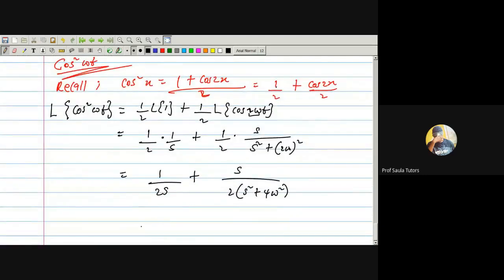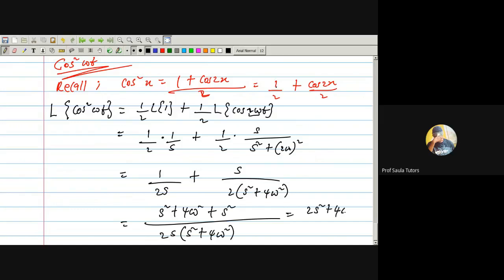So if you like, you can combine all this into a single fraction. Our LCM is 2s squared plus 4 omega squared. So what would this give me? This will give me s squared plus 4 omega squared plus s squared. So this and this will cancel, so you have s squared. So my answer is 2s squared plus 4 omega squared, all over 2s times s squared plus 4 omega squared.